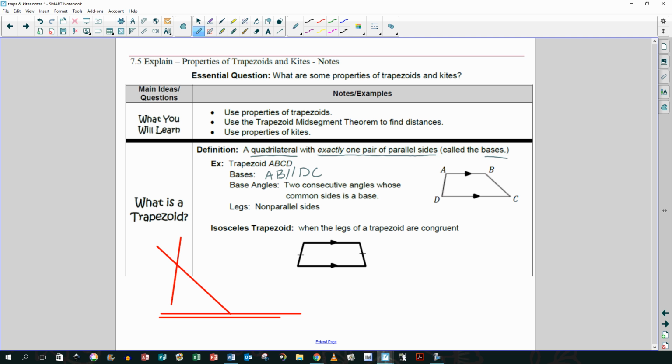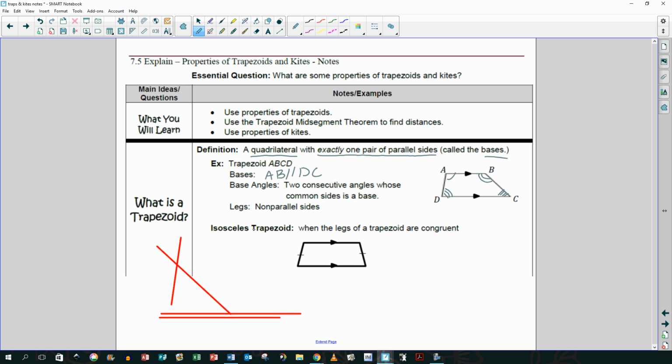Now, with the bases come base angles. Okay, the base angles are the two that are next to each other. For example, A and B are base angles to base AB. D and C are base angles to base DC. Does that make sense? Okay.